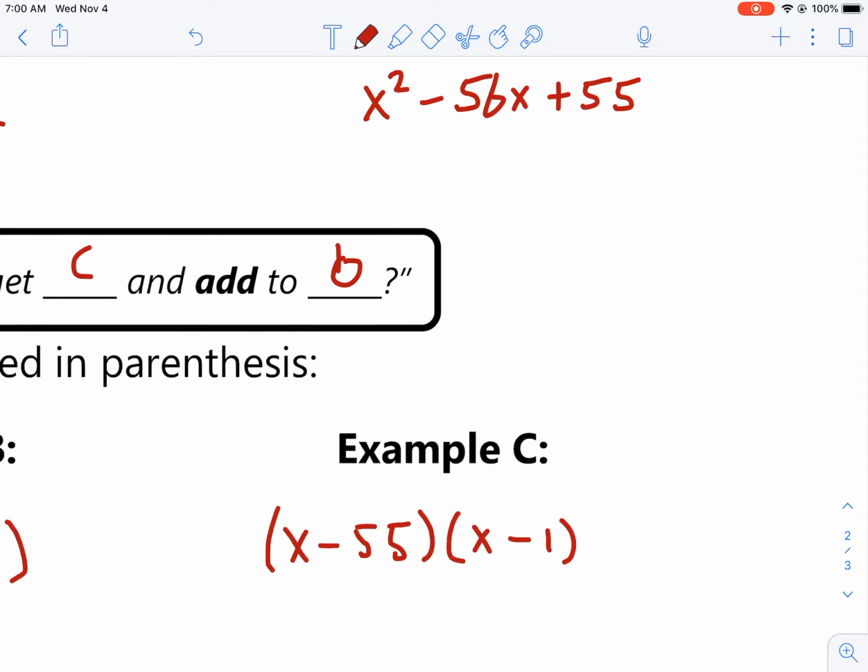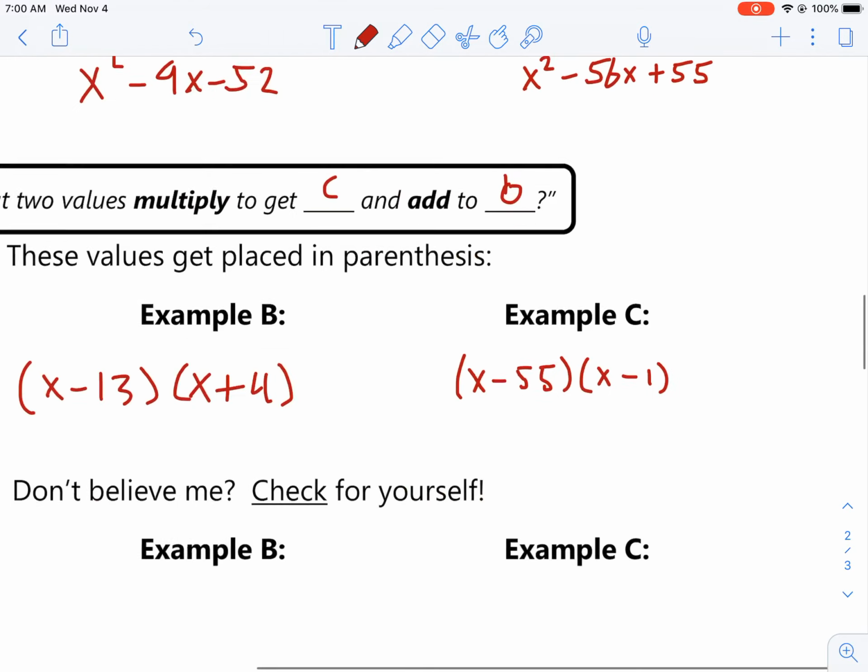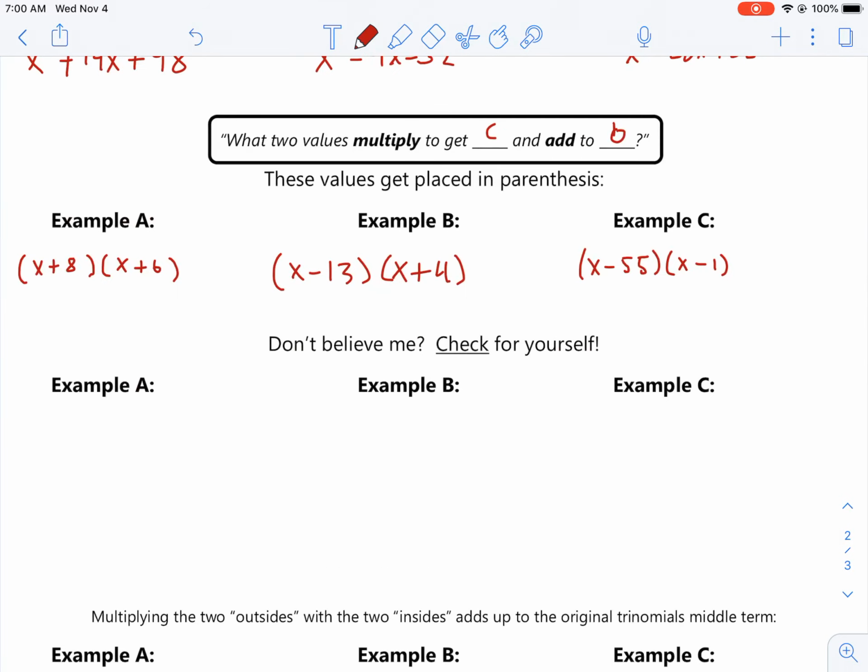-1 times -55 would be +55. And then negative 55 plus negative 1 is negative 56. So that's how it looks. And if you don't believe me, you can actually check this out for yourself. I think it's kind of useful to see this, because it shows you what's going on and why we do this.